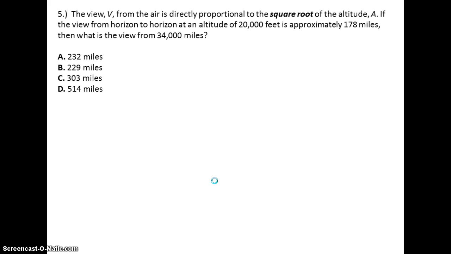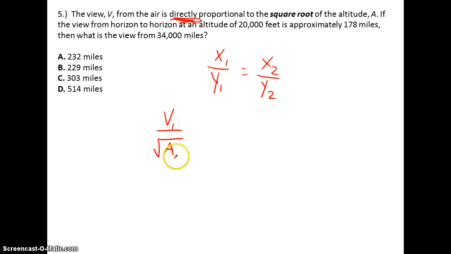Right? Number 5. The view from the air is directly proportional to the square root of the altitude. Alright, this is one where we're going to use our proportions. So directly, alright, direct variation, we would use x1 over y1 equals x2 over y2. We would use our fractions. Alright, so the view v is proportionate to the square root of the altitude. So there's our v1 over the square root of a1 will equal v2 over the square root of a2.